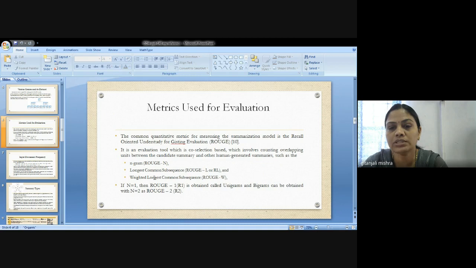The longest common subsequence, that is ROUGE-L, is based on the score that will be assigned to the longest common subsequence. So for that evaluation, we are using ROUGE-L. Then another one is ROUGE-W, based on the weighted longest common subsequence. So these are the main metrics used for the evaluation of the genres which we use for summarization.